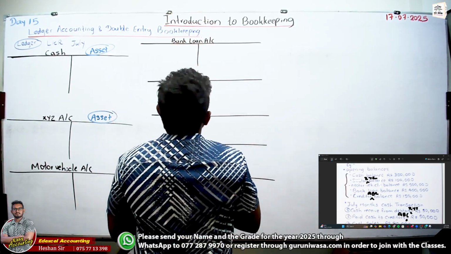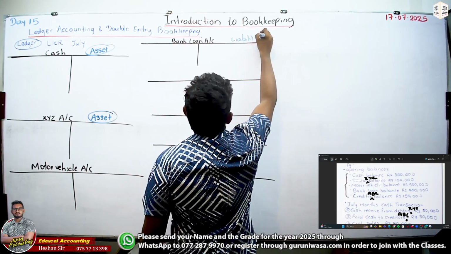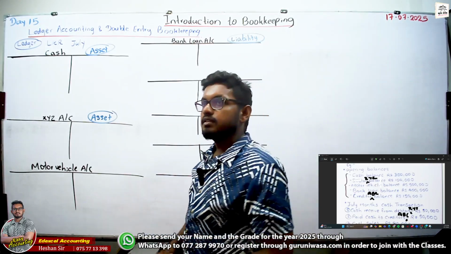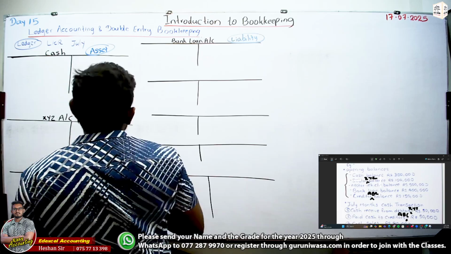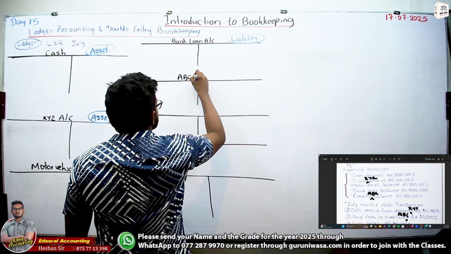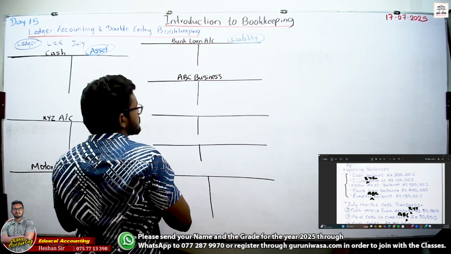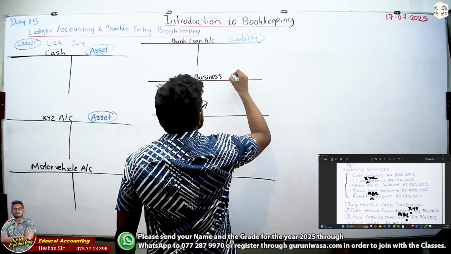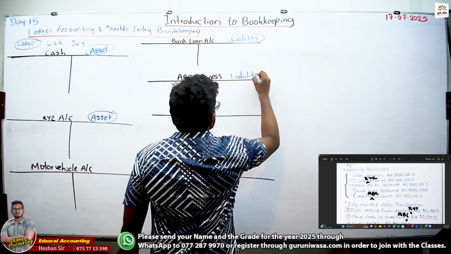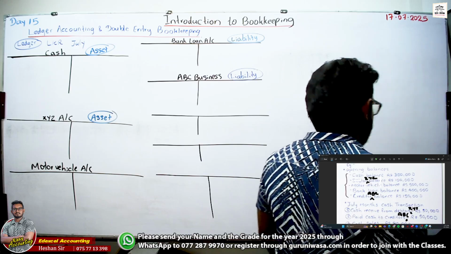It is a liability account. Then ABC, creditor ABC balance. So this is a creditor account. Creditor account means a liability account.